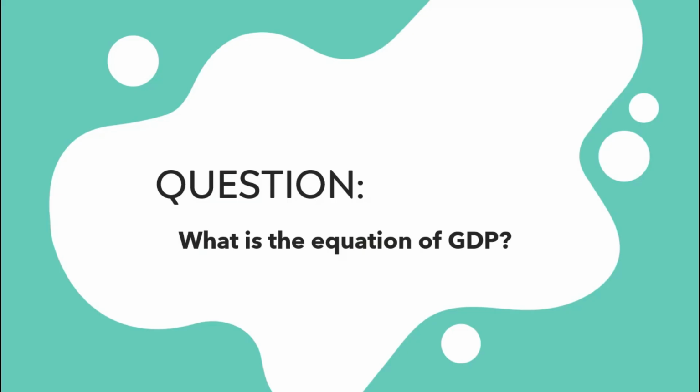So, another question that I want to ask. What is the equation of GDP? Take down notes of the equation so that you will not forget it. So 5, 4, 3, 2, and 1. So again, the equation for GDP is C plus I plus G plus, in parentheses, X minus M. So that will be our equation for the GDP.